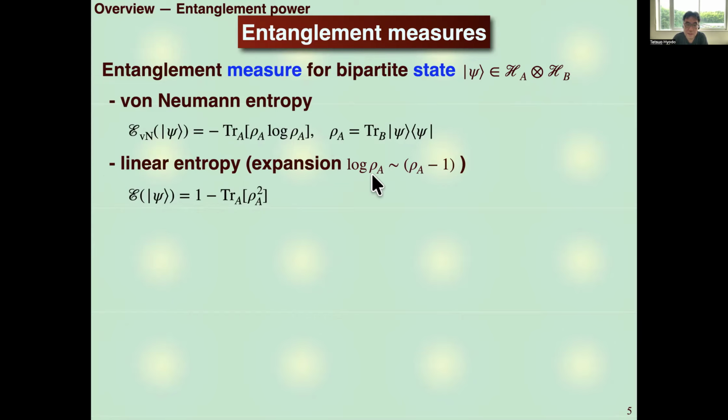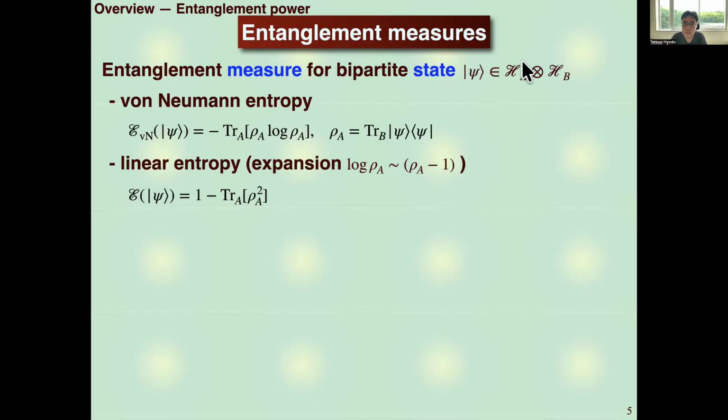Formally, this one can be obtained by expanding log rho in terms of this small quantity rho minus 1. Then substituting this, you get this one up to the linear order in rho. But you can also look at this expression: the trace of rho square is the so-called purity, which tells how close this reduced density matrix is to the pure state. In the pure state case, rho square goes back to rho, and therefore trace rho is 1, so this quantity is 0. So this expression shows you that if the reduced density matrix is still in a pure state, the entropy is 0, and that is actually the condition that there is no correlation between these two.